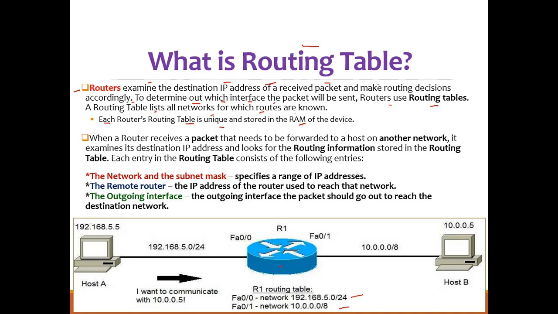Okay, when a router receives a packet that needs to be forwarded to the destination host or another network, it examines, same thing, the destination of the packet, and looks in the routing information. For that, the routing information is in the routing table. And the routing table contains 3 important elements: the network and the subnet mask. See this, the network and /24 means the subnet mask, and the remote router information.